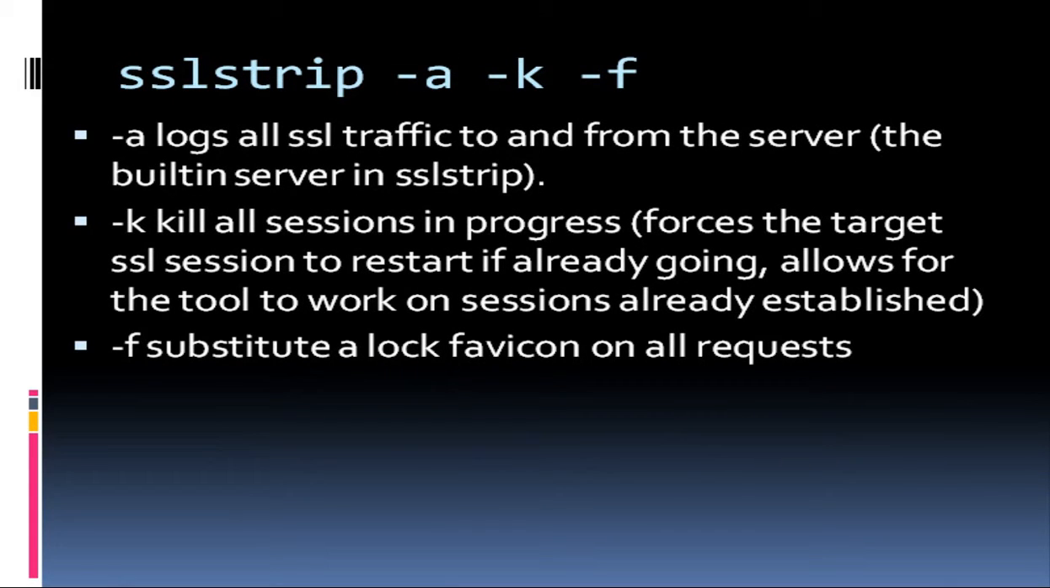Alright, then we went on and fired up sslstrip. We passed the -a option. This is a little a. It logs all SSL traffic to and from the server, the built-in server in sslstrip. We passed the -k option, kill all sessions in progress. In other words, if there's already an SSL session established, it's going to kill that one and force a reestablishment, which allows us to do the hijack. And the -f option basically allows us to send a lock favicon on our request. In other words, they should still see the little lock that makes them think they're communicating over SSL, even though they're not.